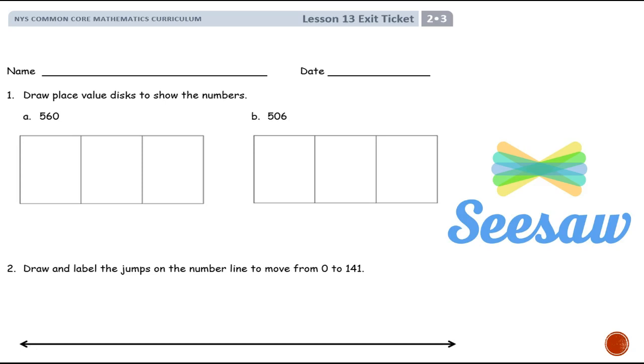Alright, this is your turn to do this on your own. You need to get out your exit ticket. You need to solve these problems. Number 1 says draw place value discs to show the numbers. So you're going to draw how many hundreds, tens, and ones for each of these. And then down here you're going to draw and label the jumps on the number line to move from 0 to 140. Now you're going to have to think back to when we did our number lines a couple lessons ago. So let's see if you can remember.